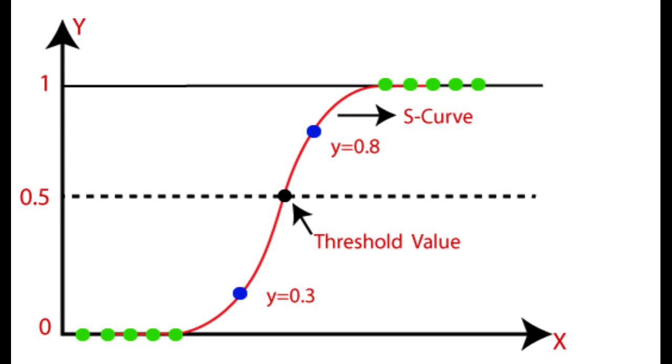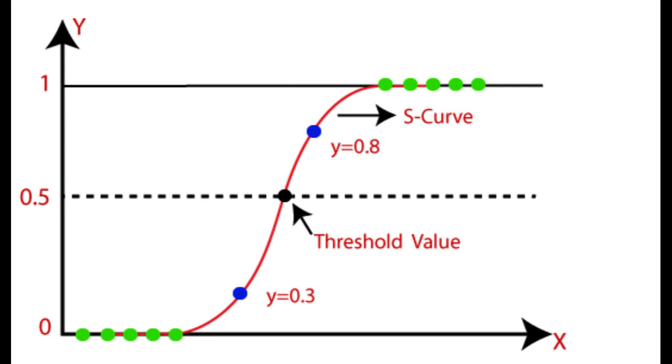In logistic regression, instead of fitting a regression line, we fit an S-shaped logistic function, which predicts two maximum values, 0 or 1. The curve from the logistic function indicates the likelihood of something, such as whether the cells are cancerous or not, a mouse is obese or not based on its weight, etc.